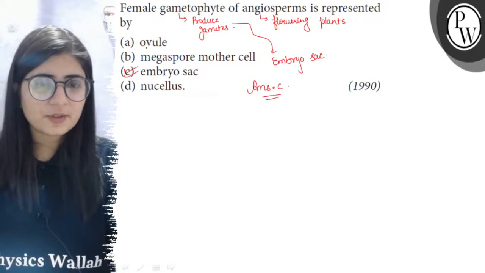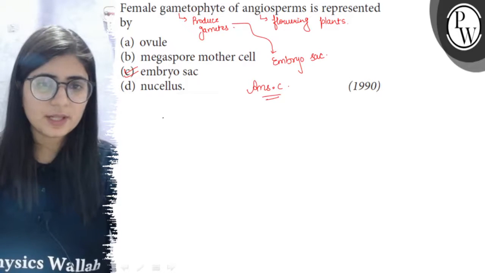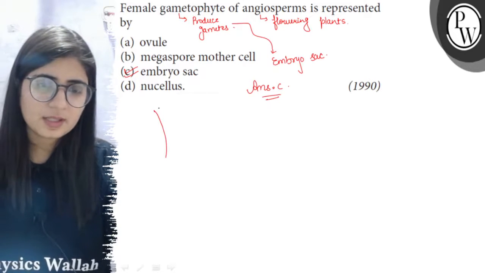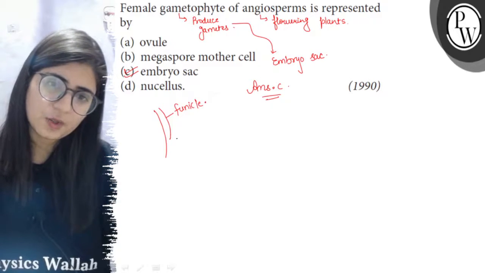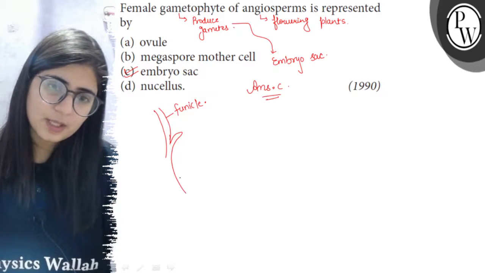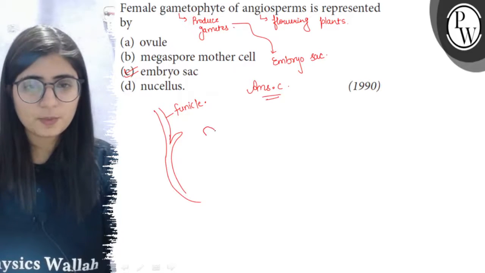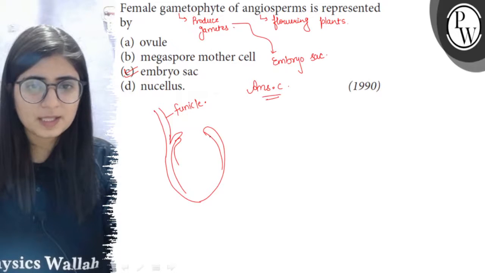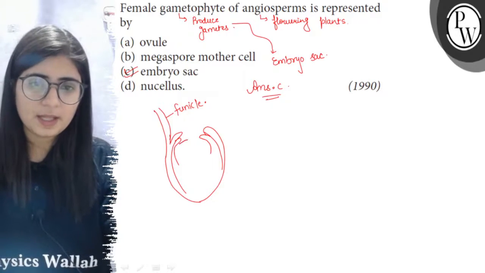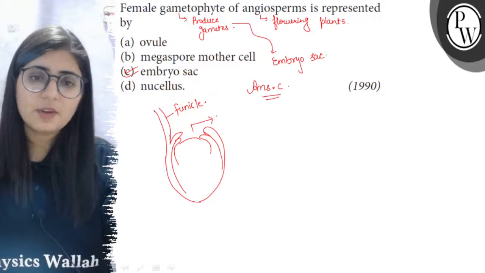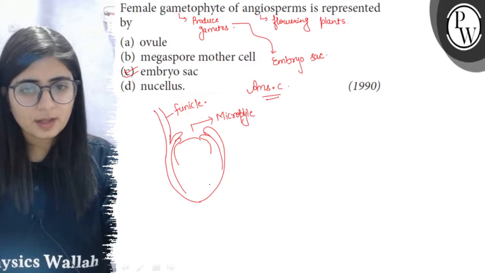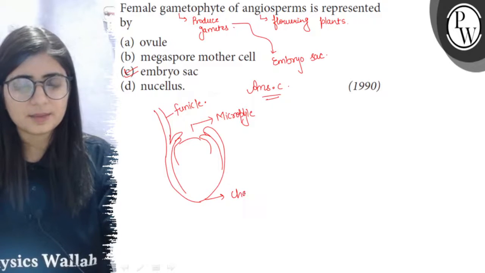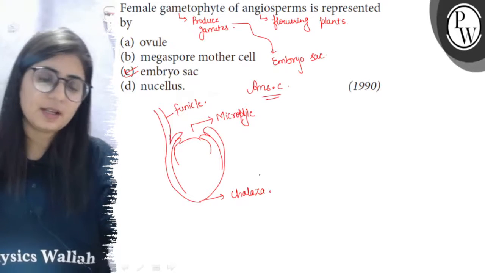Now all these other structures are parts of an ovule. So let's see them one by one. This is the stalk of the ovule, which is called the funicle or the funiculus. Here are the integuments, the covering of ovules. Generally the ovule is bitegmic, meaning it has two integuments, and where the integuments are absent, it is called the micropyle end, where the other end is known as the chalaza, from where the integuments arise.